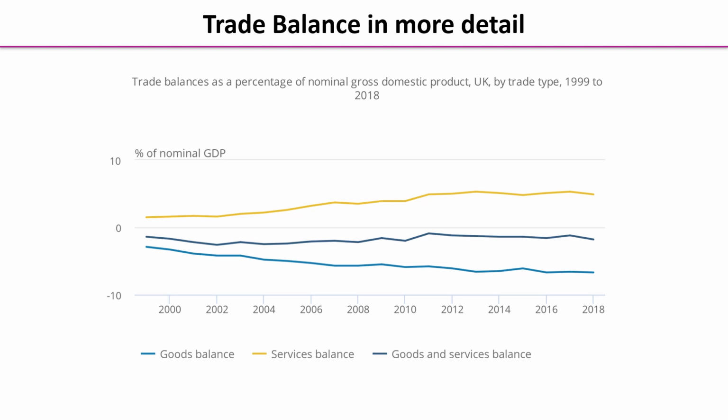Back to the UK, just looking at the trade balance in more detail on this slide. The blue line is the goods balance. So the lower of the two blue lines is the goods balance. The yellow is a service balance, and then the combined balance is in the middle. You'll notice from this that certainly since 2000 the UK has run a surplus in trade in services, but it isn't enough to offset the very significant deficit in goods.